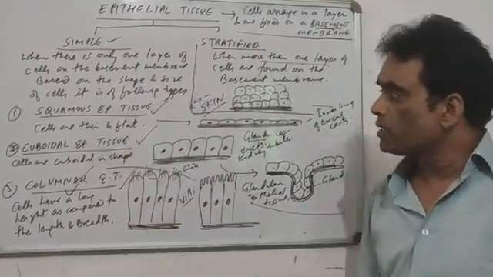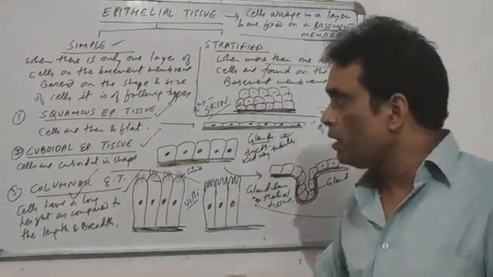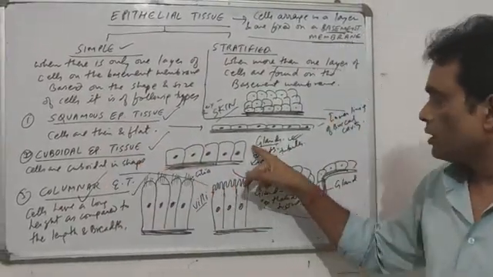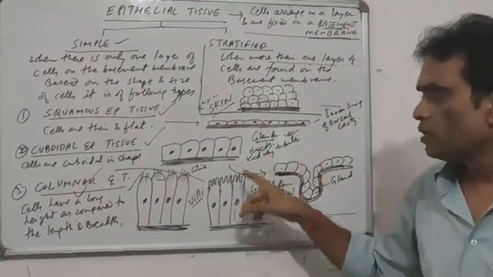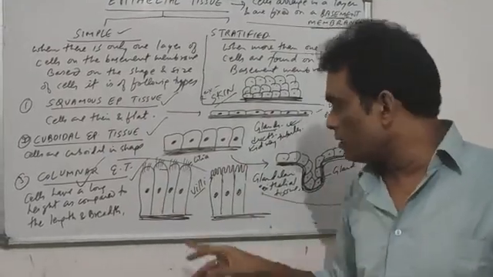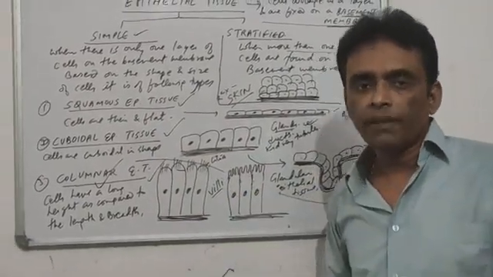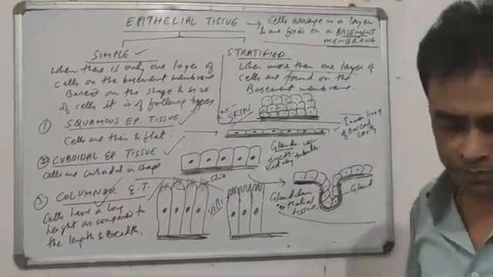All other tissues we have seen, squamous forms the thin inner lining of our body parts. Cuboidal is found in the ducts of glands, in the kidney tubules. Columnar epithelial tissue, ciliated, is found in the respiratory tract. Those having villi on the surface are found in the small intestine.